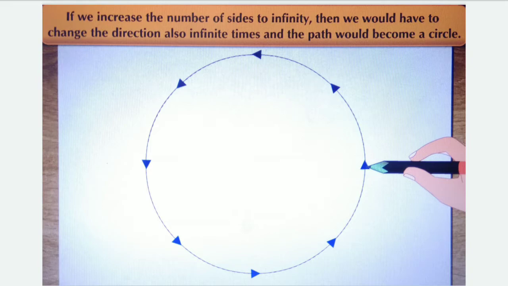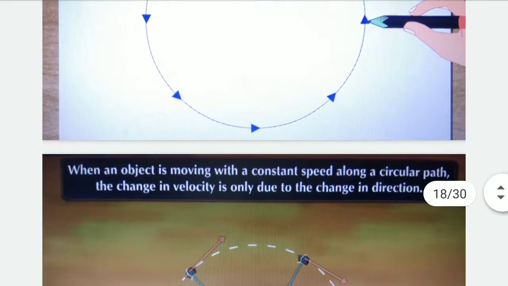If there is a rectangular or square path, you have to change your direction while tracing the path 4 times. If it is a pentagonal shape, then you have to change the direction 5 times. If it is an octagonal path, then you have to change your direction 8 times. But if we increase the number of sides to infinity, then we would have to change the direction infinite times, and the path would become a circle.